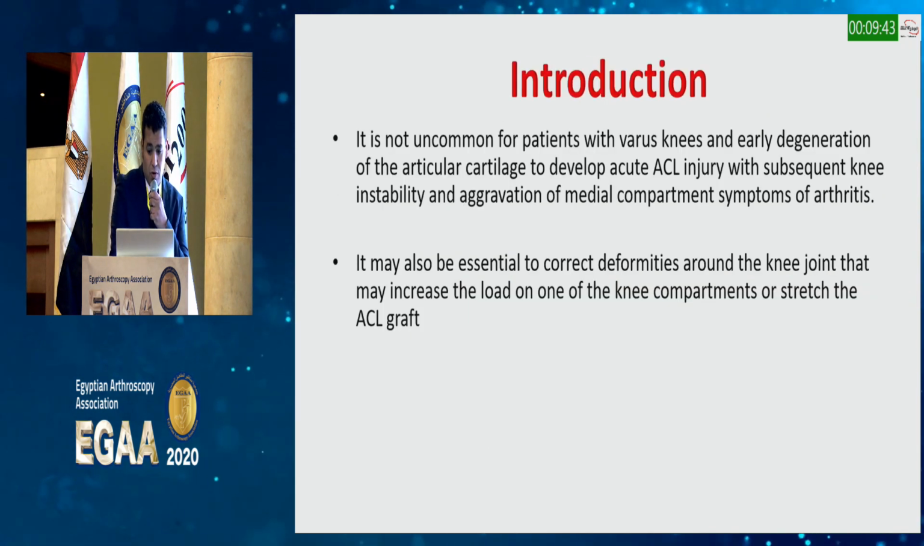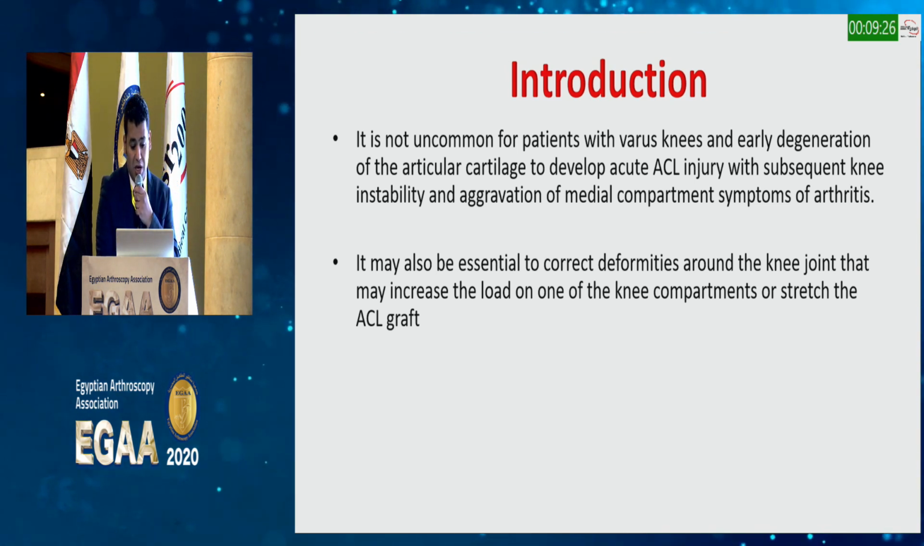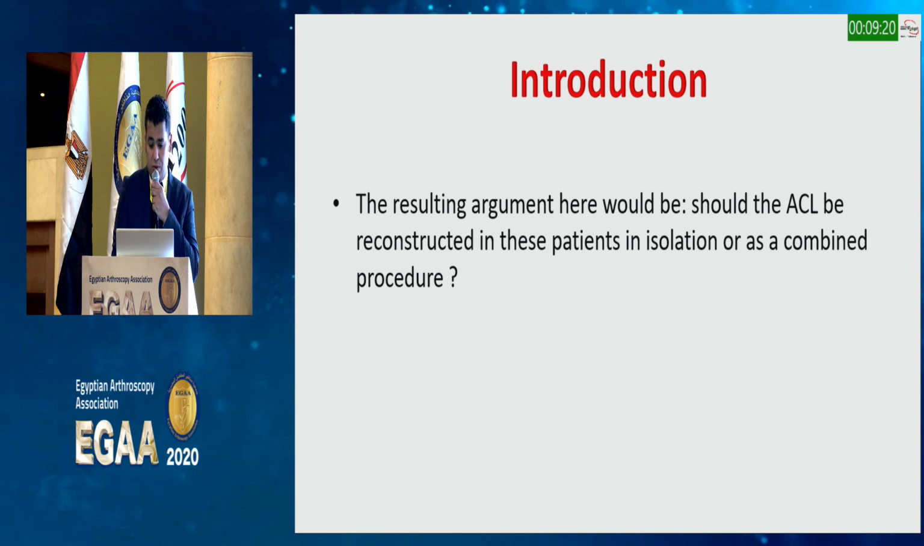It is not uncommon for patients with varus knee and early degeneration of the articular cartilage to develop acute ACL injury with subsequent knee instability and aggravation of the medial compartment symptoms of arthritis. It may also be essential to correct the deformity around the knee joint that may increase the load on one of the knee compartments or stretch the ACL graft. The resulting argument here would be, should the ACL be reconstructed in this patient in isolation or as a combined procedure?